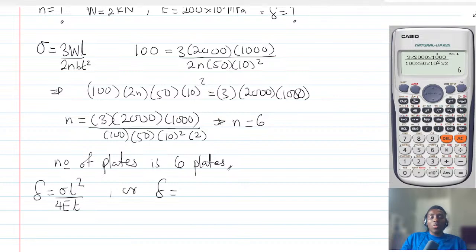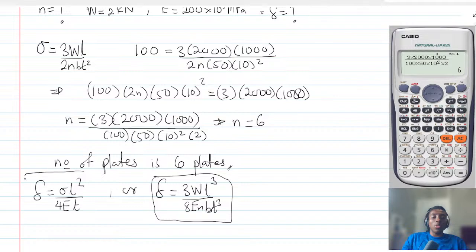3W L cube, so 3W L cube divided by 8 EN BT cube. So either of the equations will give you the same results.